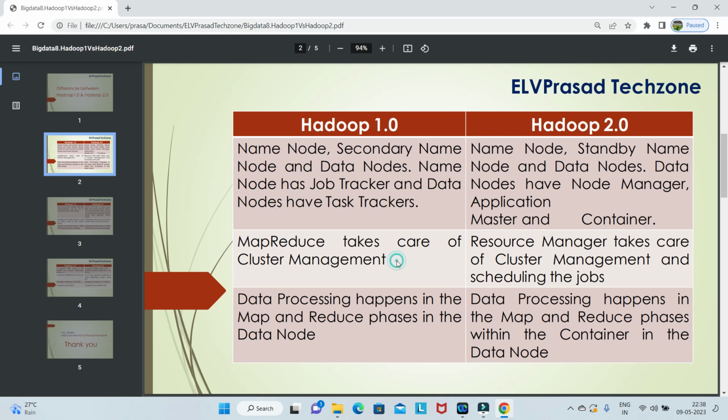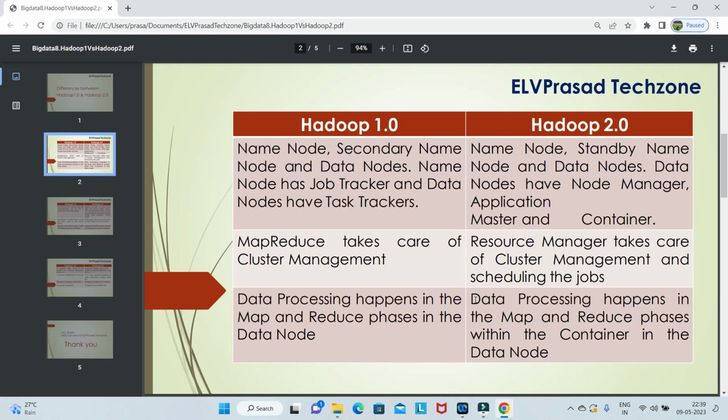In case of Hadoop 1.0, MapReduce takes care of cluster management as well as data processing. But in case of 2.0, the resource manager, YARN, takes care of cluster management and also job scheduling. Data processing happens in the MapReduce phases in the data node in Hadoop 1.0, whereas in 2.0 also that happens in the map and reduce phases only, but inside the container.